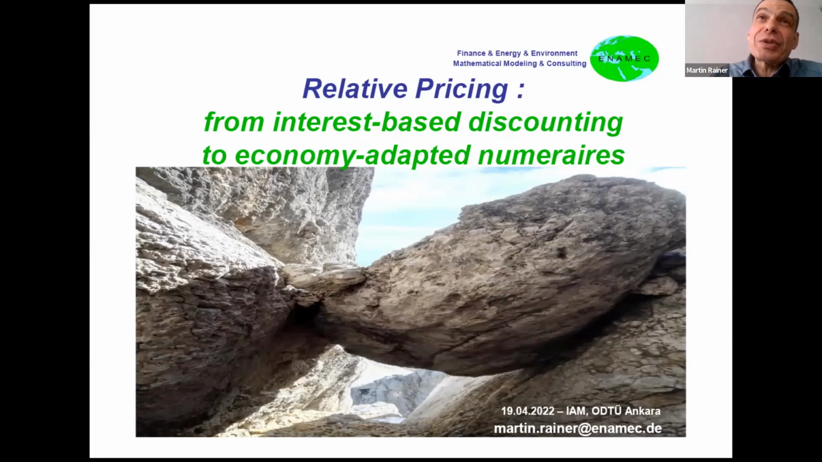So the title of the talk is Relative Pricing from Interest-Based Discounting to Economy-Adapted Numeraires. And of course, you see a picture which I took when I was mountain climbing. Maybe you can realize there's some loose rock, and loose rock means, of course, risk. So I chose this because it reminds of risk.